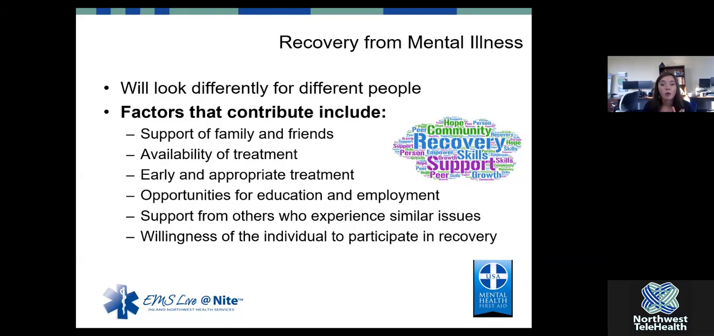Opportunities for education and employment, support from others who experience similar issues. So we'll talk a little bit later about peer support groups or certified peer specialists, and being able to talk to somebody who also went through the same thing. And that's what's great about the EMS world and the people that you spend the most time with. You have a lot of shared experience, so being able to talk about that with one another is huge. And then willingness of the individual to participate in recovery, and that goes for anything. They have to want to go seek treatment in order for it to be as effective as it could be.